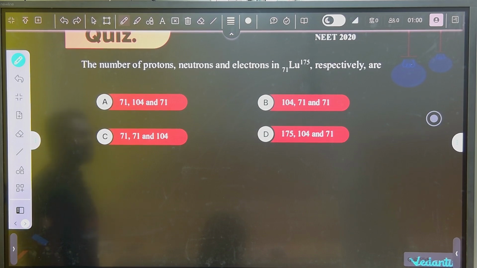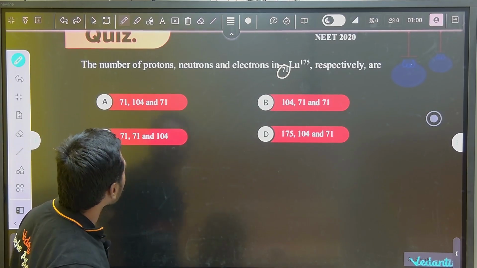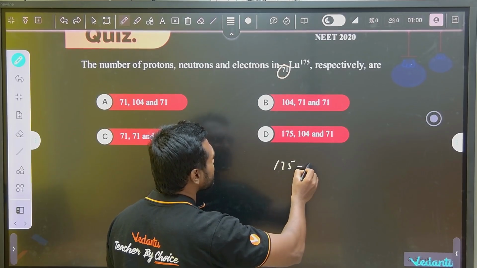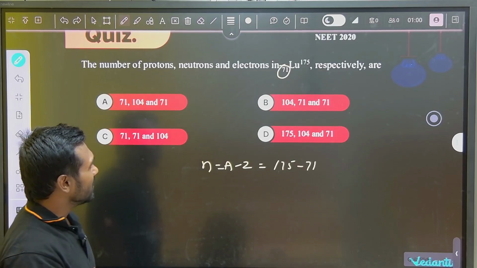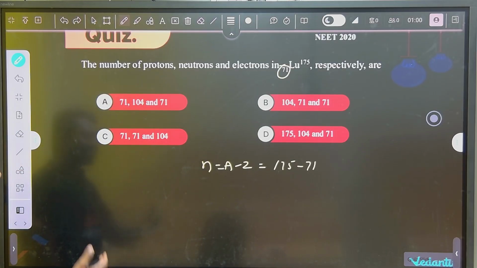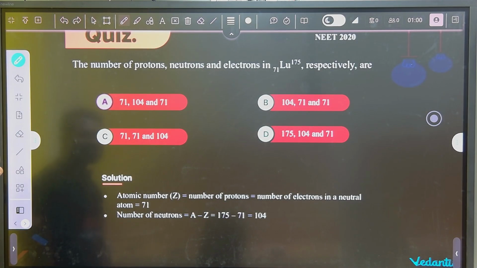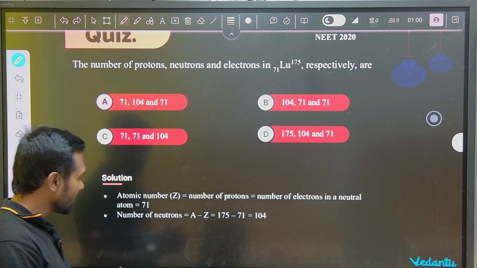So this is a NEET 2020 question. The number of protons, neutrons and electrons in lutetium 175 and 71 respectively. Simple question, this one also. Whatever the number, this is the number of protons only, right? And they are asking the number of neutrons. Neutrons means 175 minus 71, because A minus Z. Electrons are also 71 only. So the answer is the first option: 71, 104 and 71. Next one.